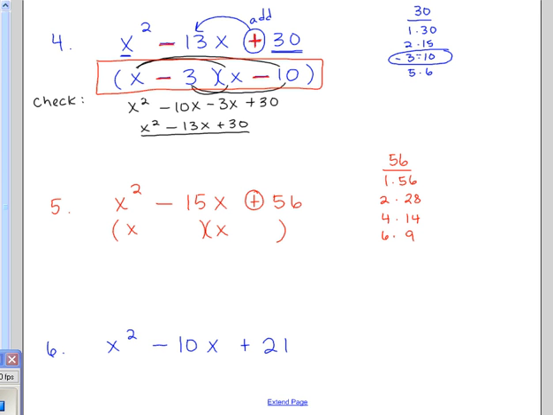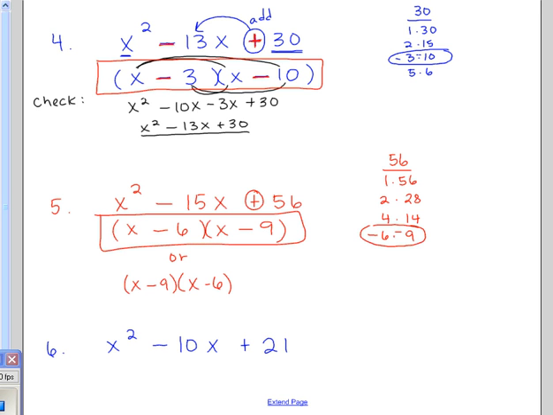Okay, I want to know what two numbers from that list are going to add up to be negative 15. Well, the numbers that add to be 15 would be 6 and 9, but they both have to be negative in order for it to be negative 15. So I would have x minus 6, x minus 9. It does not matter the order that you write those two binomials in. It could be x minus 9 times x minus 6. Either one would be your solution.